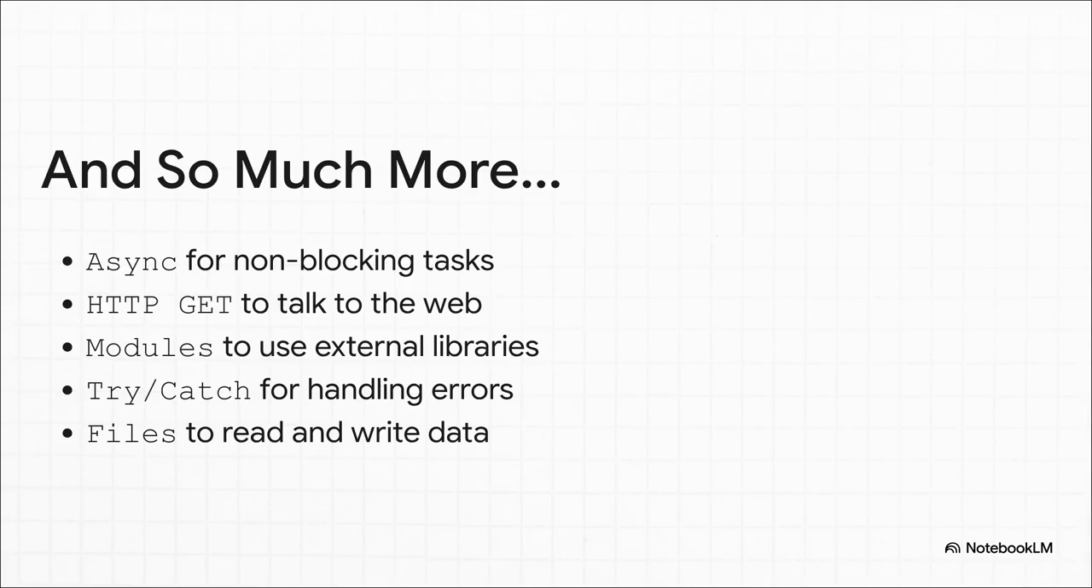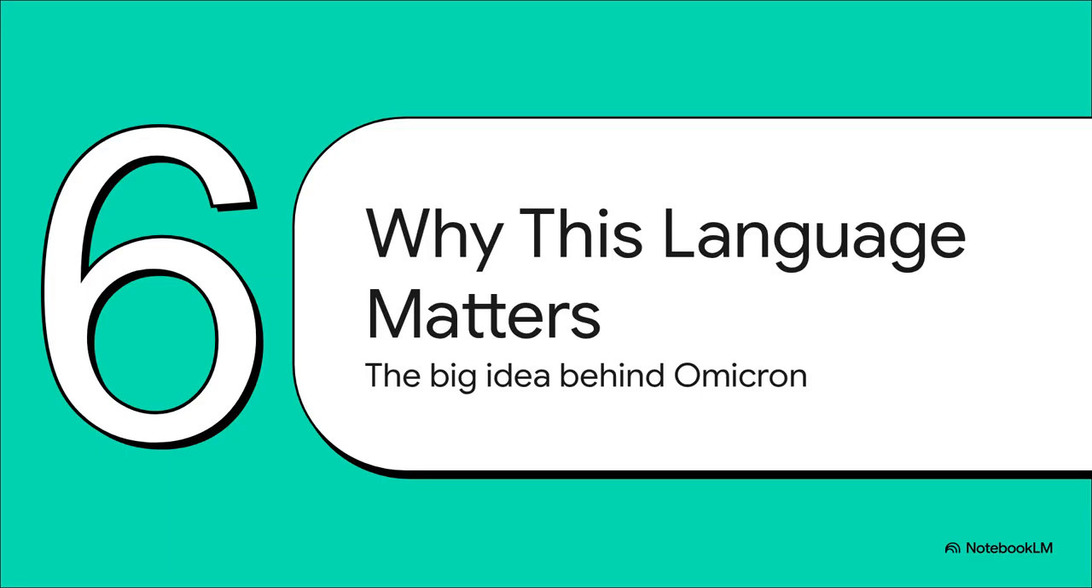So we've pretty much climbed the main ladder here, but Omicron is a totally full-featured language. I mean, it's got tools for all the modern stuff, like talking to the web or running tasks in the background so your app doesn't freeze. It also has powerful ways to organize your code and, really importantly, to handle errors when things go wrong. It's a whole toolkit.